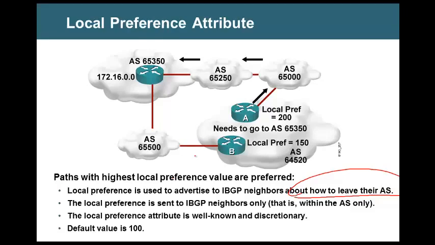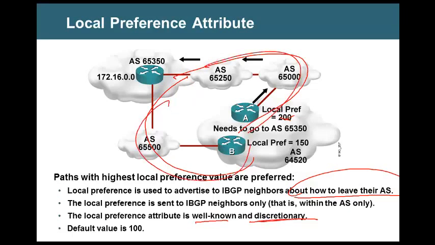And this is well known and discretionary. Why is it discretionary? If you don't set this to 200, it is still valid. It will go like this. This is also still a valid neighbor. If you set it, it is going to go like this. If you don't set it, it is going to go like this.